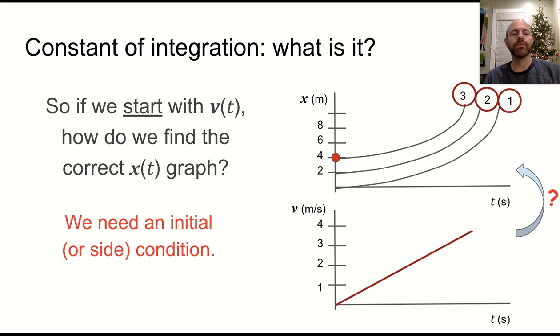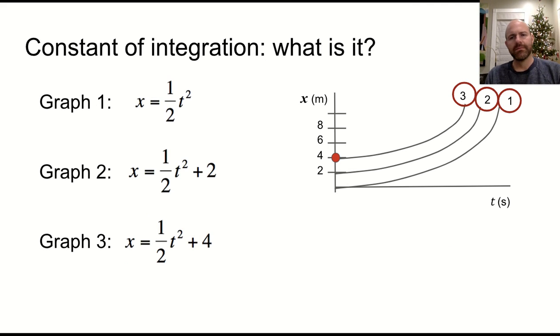So if I tell you, oh, this object started at a position of 4 meters, then you know, oh, it's line 3. We now have the constant of integration added. When t equals 0, x should be 4. Graph 1 has a constant of integration of 0, graph 2 has a constant of integration of 2, and graph 3 has a constant of integration of 4.